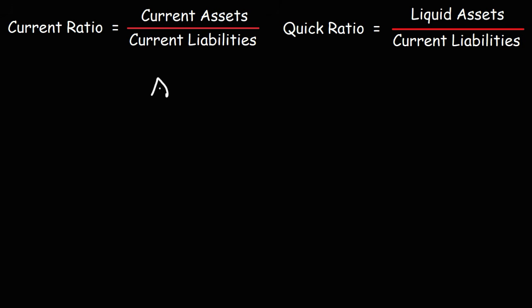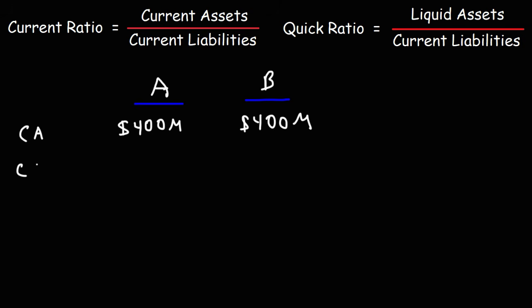So now let's focus on the current ratio. And let's use two companies to illustrate an example. So let's say for company A, the current assets are 400 million, and for company B, it's going to be the same, 400 million. Now let's say that the current liabilities for company A is 200 million, and for company B, it's 800 million.